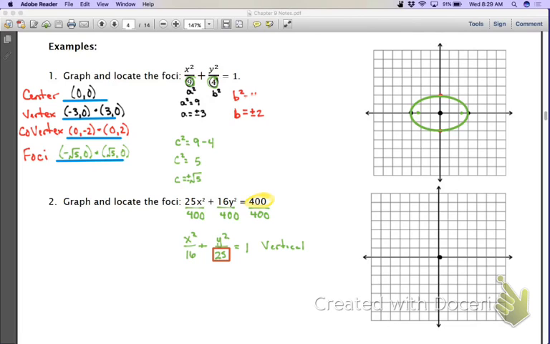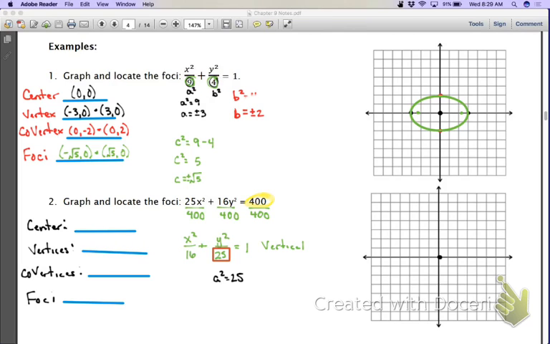Now, in this case, a squared is equal to 25. So I still would have to find everything just like I did before. I'd have my center, my vertices, my co-vertices, and then my foci. Center's easy right now because it's at 0, 0.